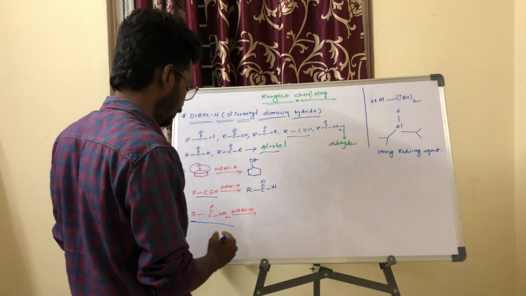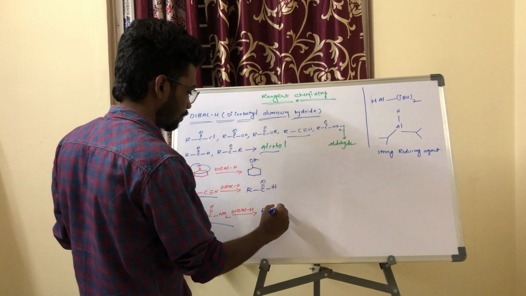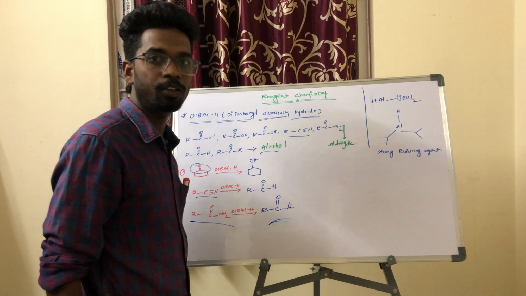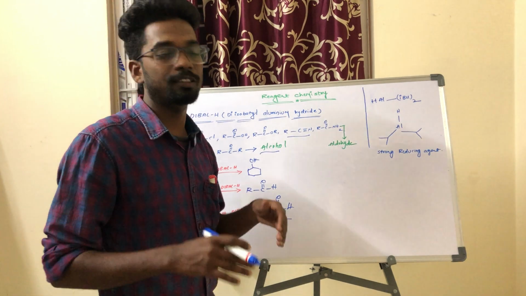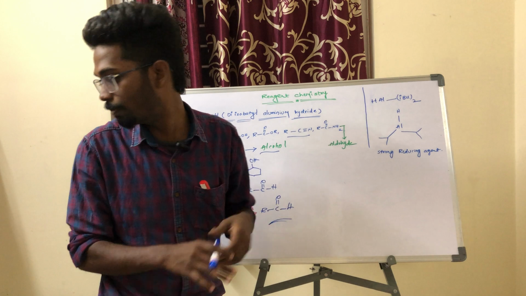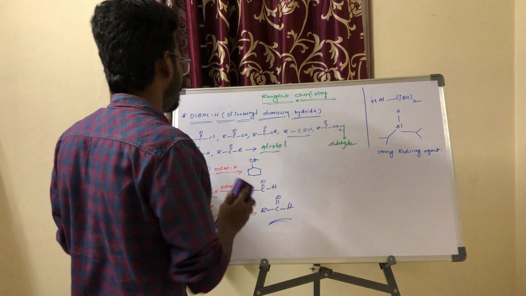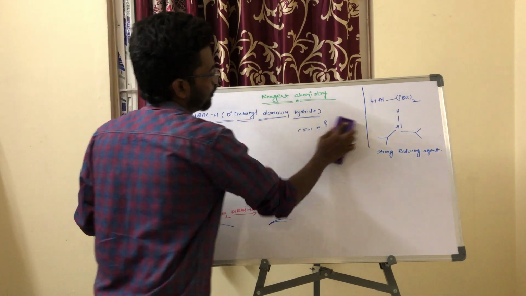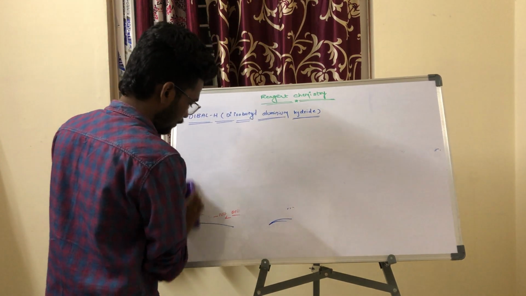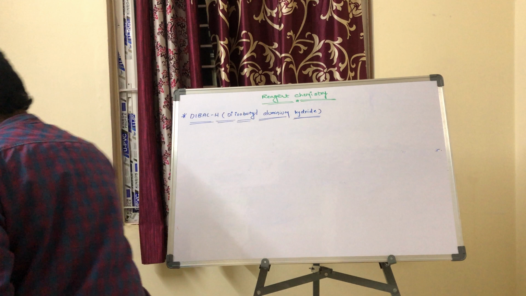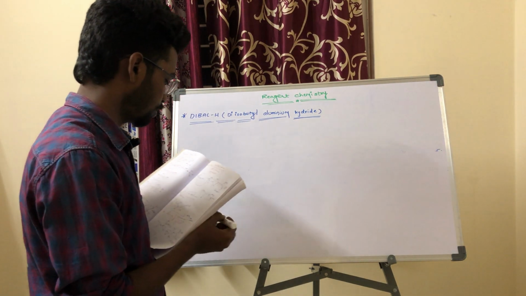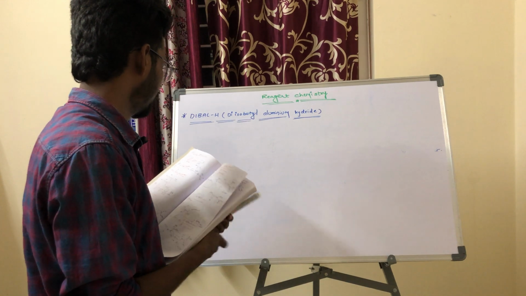So if you see, C double bond OH, aldehyde, right? So I will give one more example so that you can understand this DIBAL-H better. I will give four more examples to you, right, so that you can understand very well.